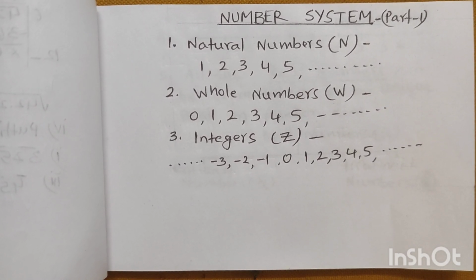Number system is at the root of mathematics in all classes, especially 7, 8, 9, 10. In part 1, rational numbers will be explained.